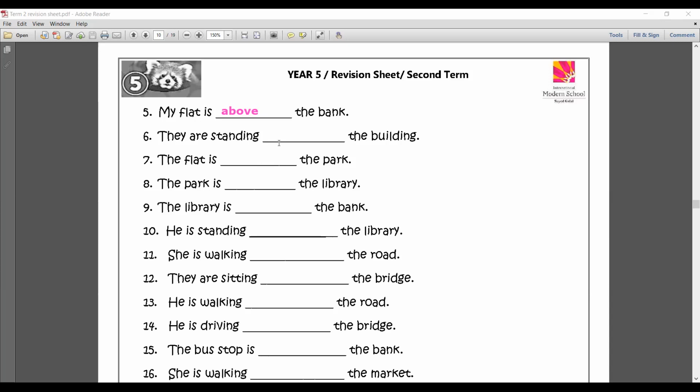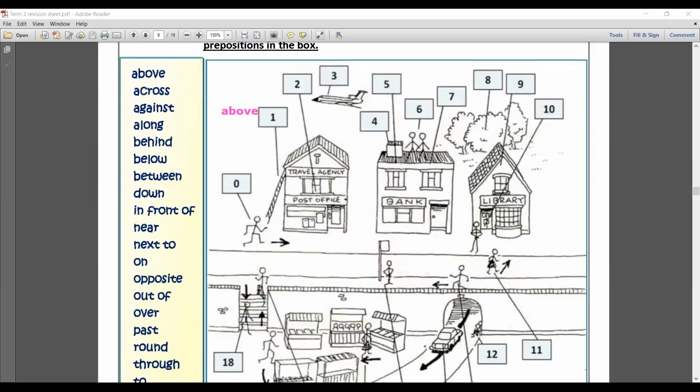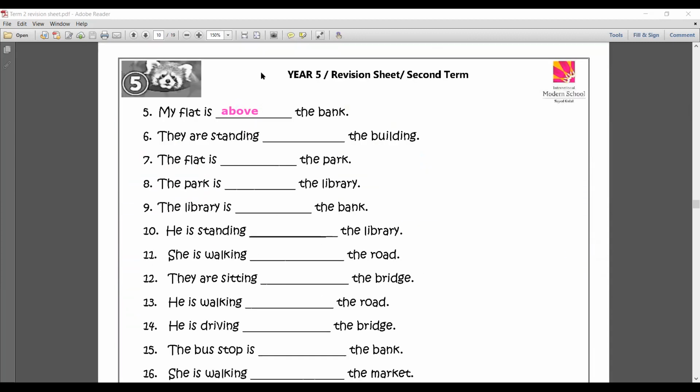They are standing, blank the building, number 6, these two men, they are standing. Now they are touching the surface of the building, so they are on. They're standing on the building. Also, standing is a verb of state. They're not moving, and also verb to be is a verb of state.